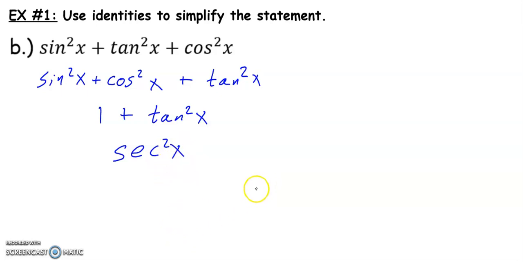Alrighty, so I'm going to go ahead and stop the video right here. I'm going to continue on with examples 2, 3, 4, and 5 in another video. I thought it'd just be nicer to break the videos down into smaller groups. So we will see you in the next video.